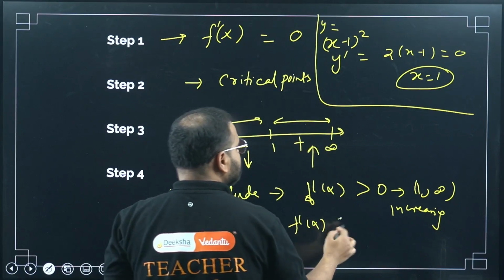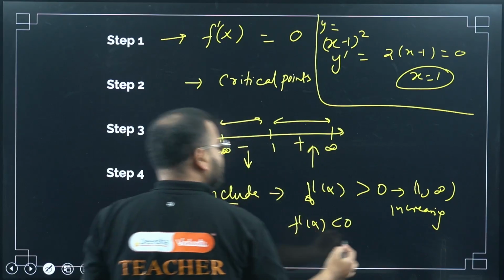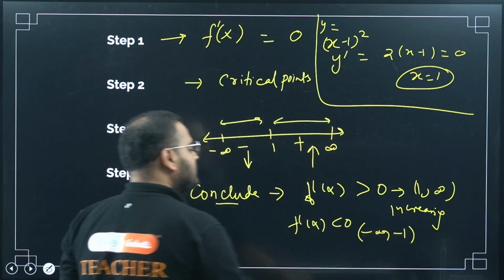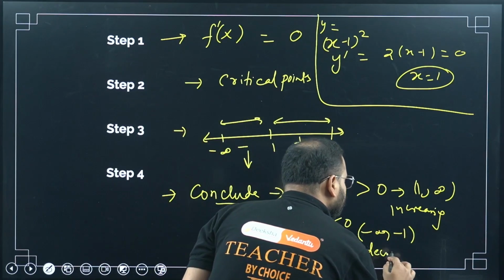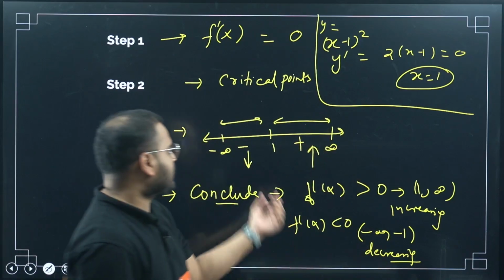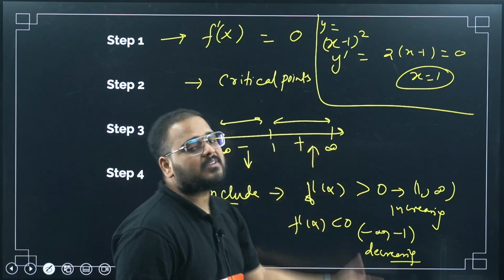f dash of x is less than 0. Where? Minus infinity to minus 1. This is my interval. And this can be called decreasing in this region. From here to here it is decreasing. From here to here it is increasing.